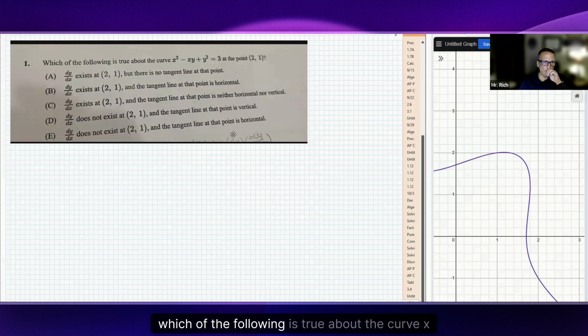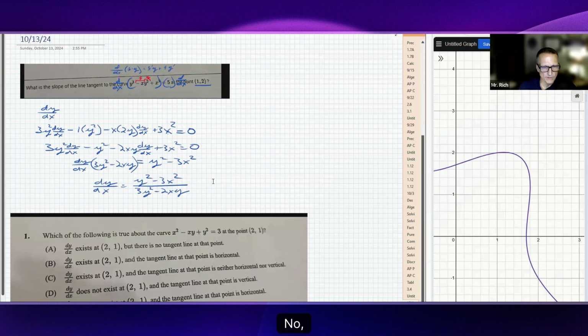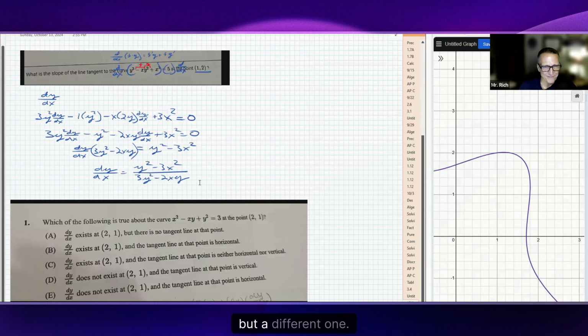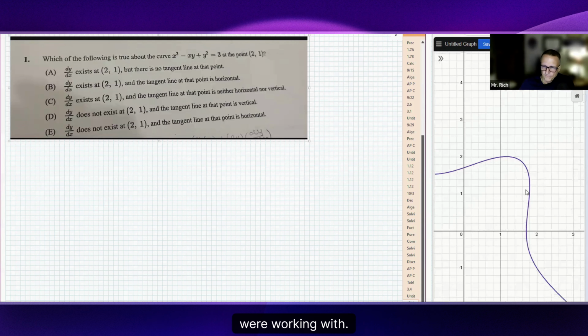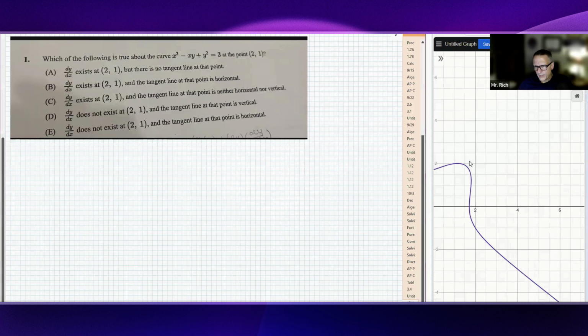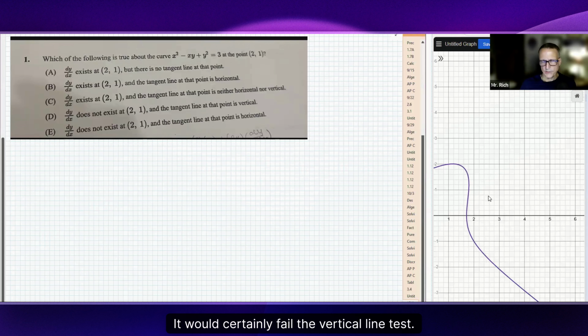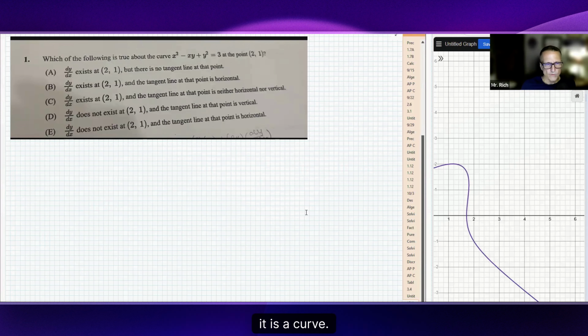It says, which of the following is true about the curve x squared minus xy plus y squared equals 3? That's not the same equation, is it? No, it's pretty close, but a different one. Okay, I thought maybe that was the same function. You can see why they call this a curve and not a function, right? This thing we were working with is not a function. It would certainly fail the vertical line test. So it's not a function, it is a curve.